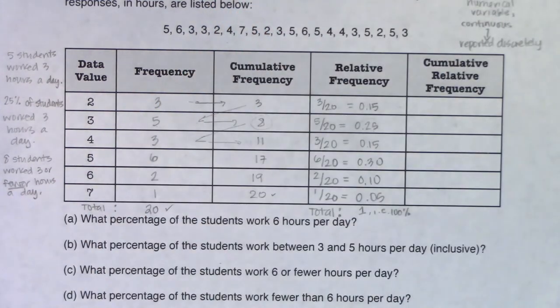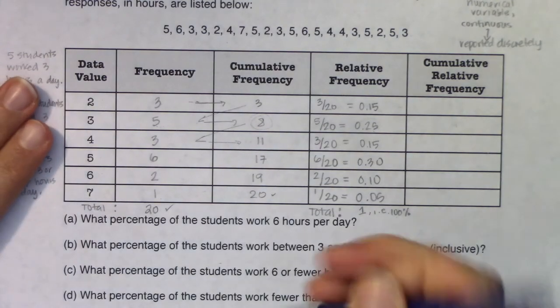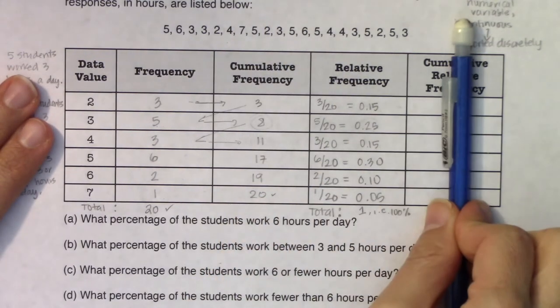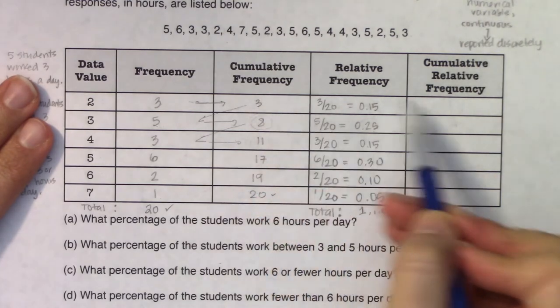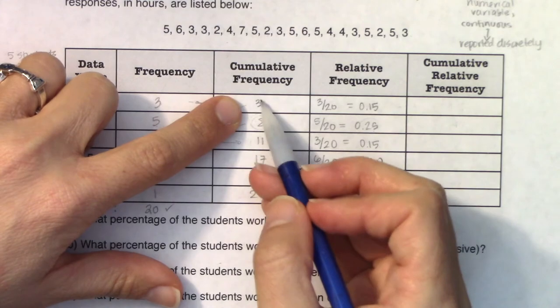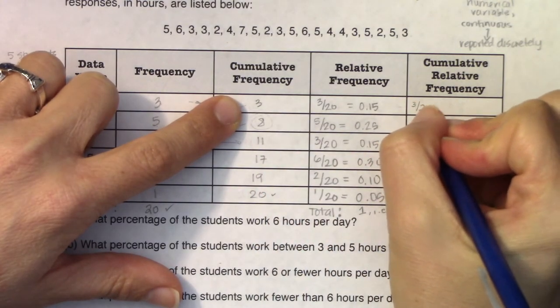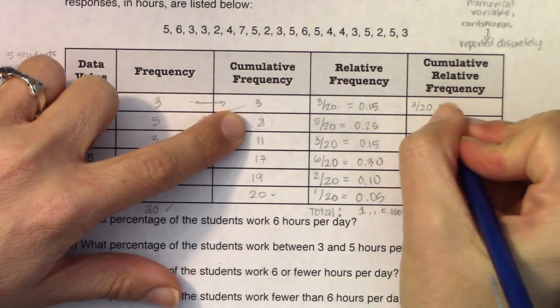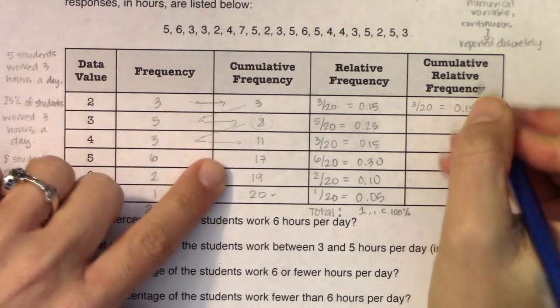Okay, so you got zigzagging, that works. The other option, if you ever want to build from cumulative frequency to cumulative relative, is to divide by the sample size. So here's what I mean. I could take 3 and divide it by 20, and I could get 15%, okay?